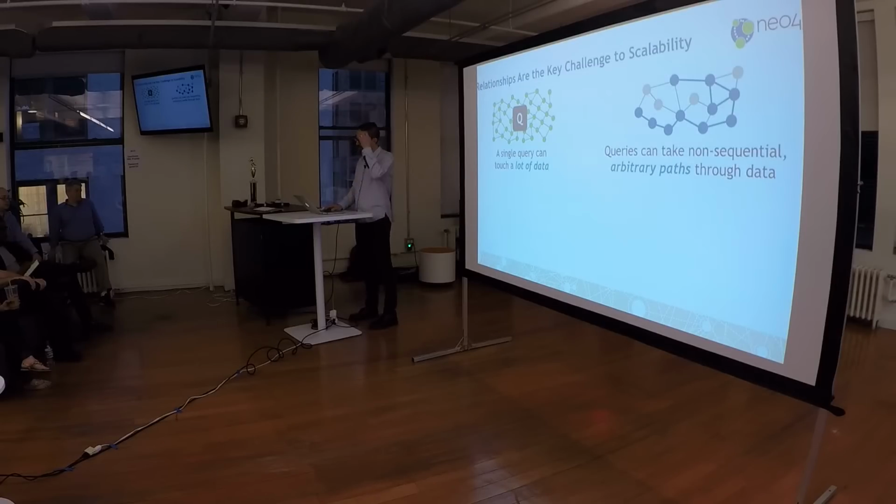And they affect, when you do queries with relationships, it can touch a lot of data. You don't necessarily even know where the data is going to be. And this is where the real challenge is in having graphs that are larger than a single machine. If you want to partition a graph across lots of different machines, it's easy to do that. It's hard to do that well.